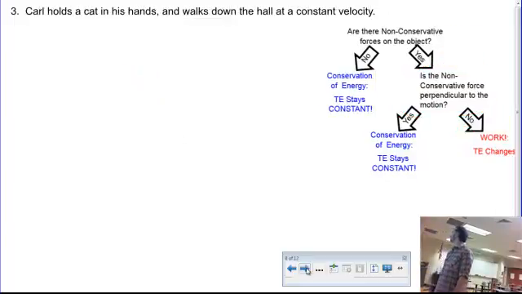All right, Carl holds a cat in his hands. You know what? I think I'm going to skip this example. I don't know that it's super significant. We already talked about the normal force example, and this is kind of the same thing. So I think we're good.